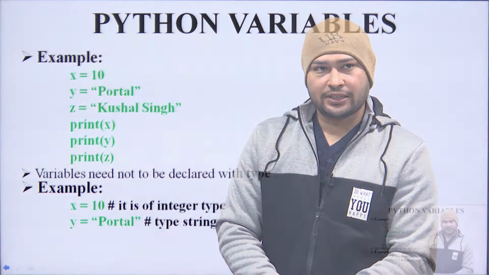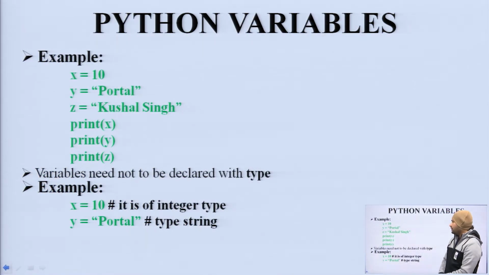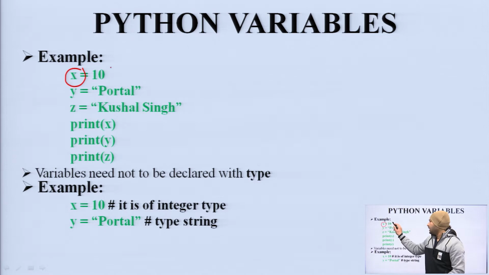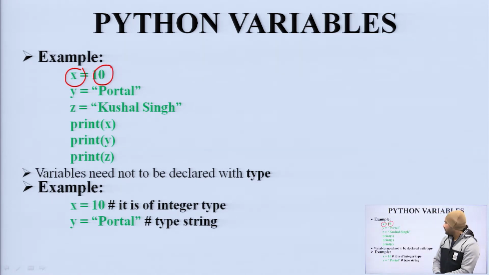In the previous lecture I told you that whenever we declare a variable, it must be declared in three parts: the variable name, followed by the assignment operator, followed by the value. So here you can say it's a name, and it's a data, that is 10. Similarly, you can see the rest in y and z. So these are the names and these are the data.